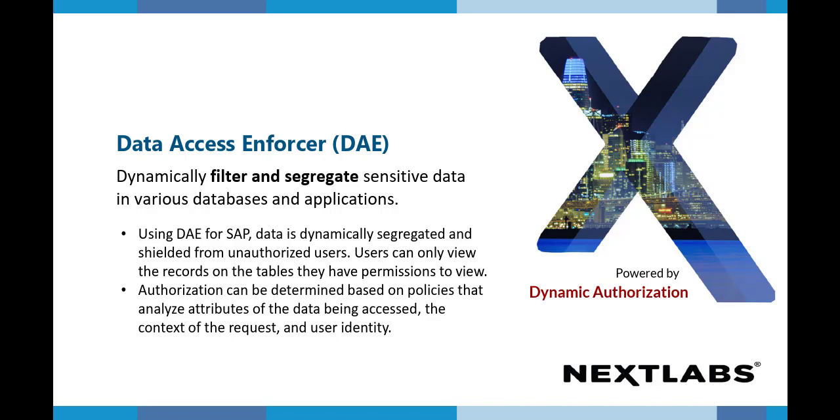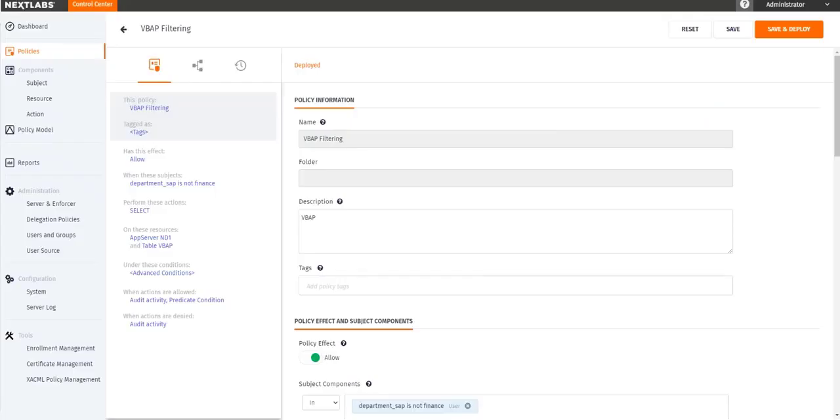In this tutorial, I am going to specify that records with certain values in specific fields are excluded from the records shown to users who are not in the finance department. First, I will show you how this policy is created in the NextLabs Control Center. The NextLabs Control Center is where all of your policies are centrally defined and managed. Let's take a look at our filtering policy.